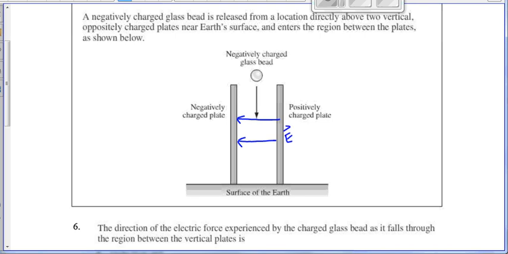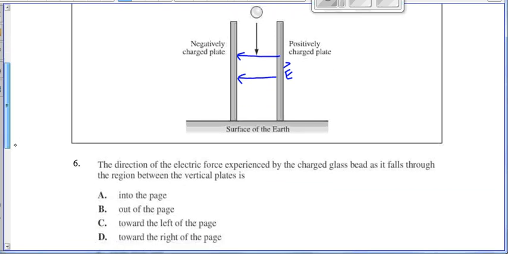Now, what's the question? 6 says the direction of the electric force experienced by the charged glass bead is which way? Well, it's a negatively charged glass bead. Okay, if we have a field to the left, a negative experiences a force to the right. So the answer is towards the right side of the page for the electric force. Good?